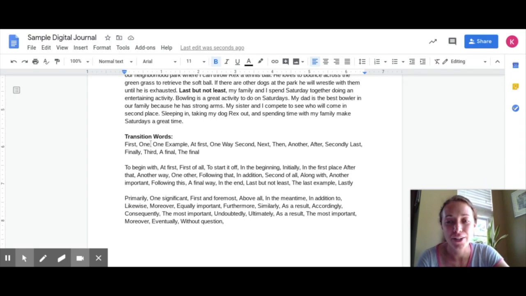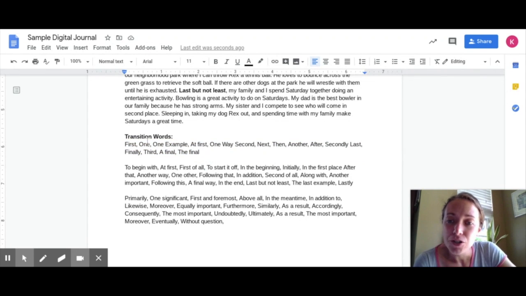As you can see right here, and if you need to look a little bit longer, you're always welcome to pause the video to look longer. But as you can see here, we have some transition words. Now, I put them in groups. This first group right here is kind of like a beginning group. So when you're first starting to use transition words, you're probably going to be using this group of transition words.